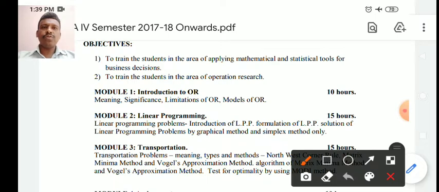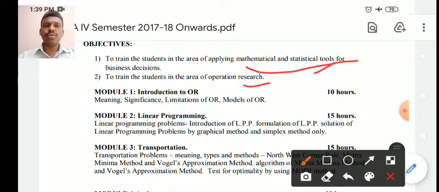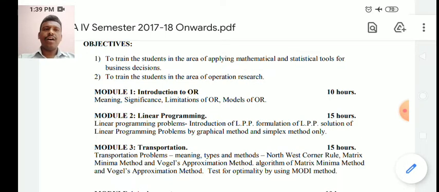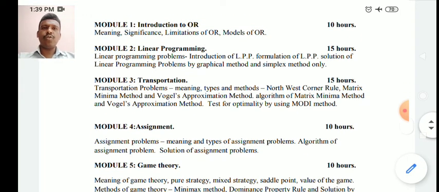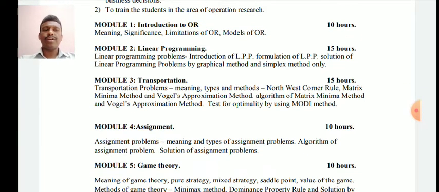So the main objective of operations research is to train students in the area of applying mathematical and statistical tools for business decisions. Various mathematical tools we are going to study in the coming modules. But before we go into all these things, we first need to understand what is operations research. So for that, we have our first module, that is introduction to operations research.